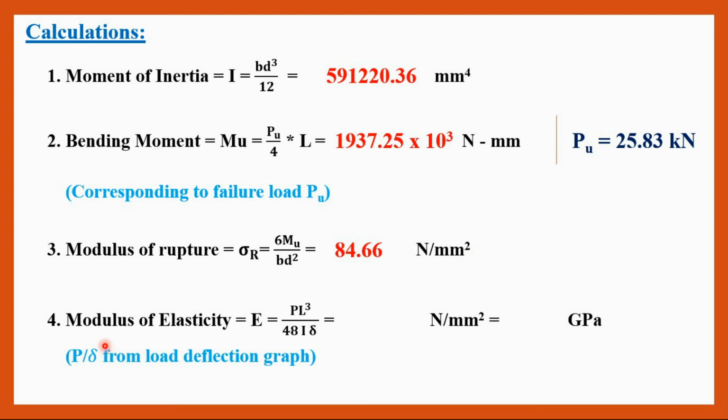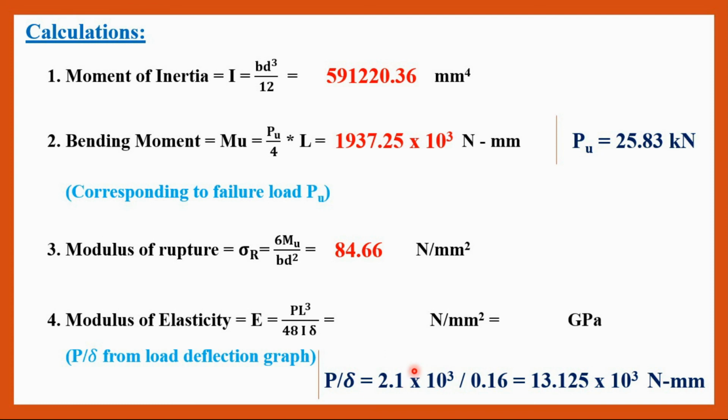Then last one, the modulus of elasticity or Young's modulus of the material is given by E is equal to PL cube by 48 I into delta. P by delta value is given from the load deflection curve. The initial tangent we got as 2.1 into 10 raised to 3 and 0.16 will be the value of delta. Then substitute in this equation, L is 300 mm, I value we have in terms of millimeter to the power of 4, P value in terms of Newton, and delta value in terms of mm. We got the value of Young's modulus in terms of Newton per mm square like this. It is 12.48 gigapascal.